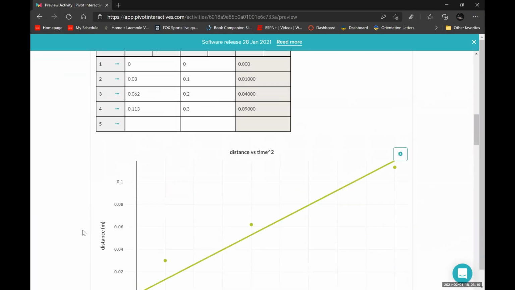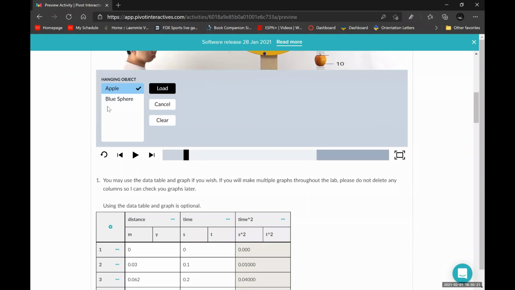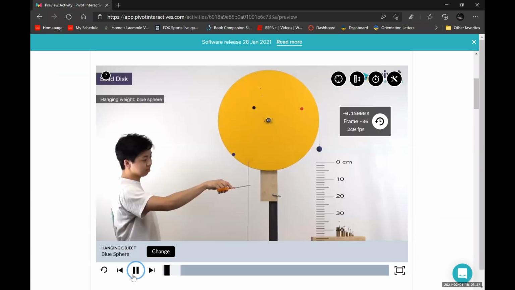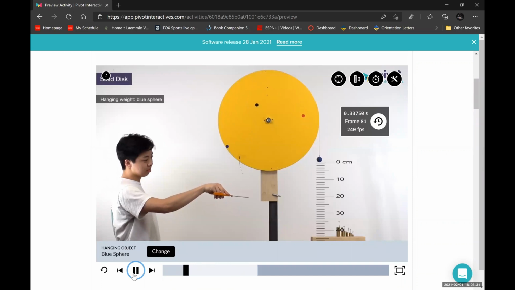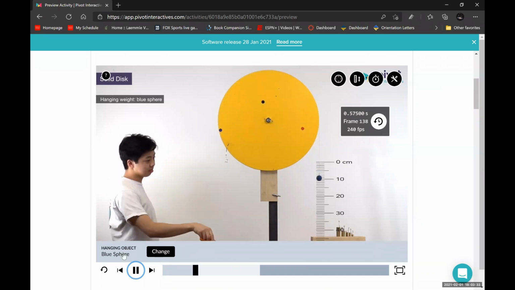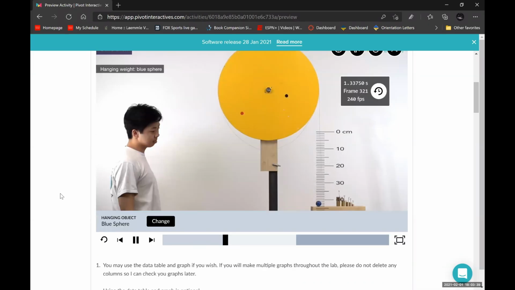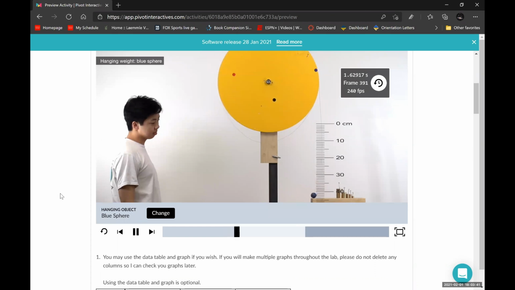Now, here's the thing. We have different objects, right? So the apple and the blue sphere. You can do one or the other, doesn't matter. You just make sure that you are indicating which object you are using. And then calculate either the mass of the apple or the mass of the blue sphere. Let me do this.